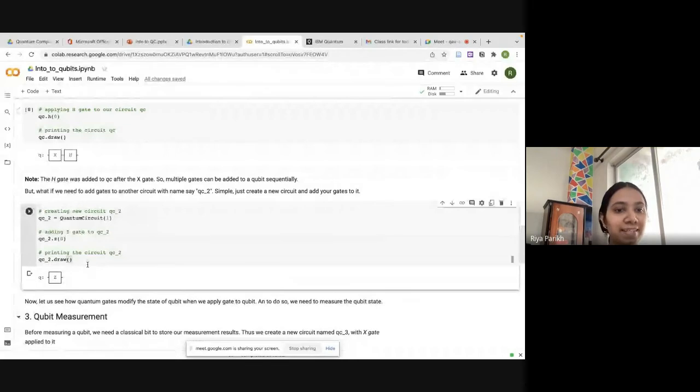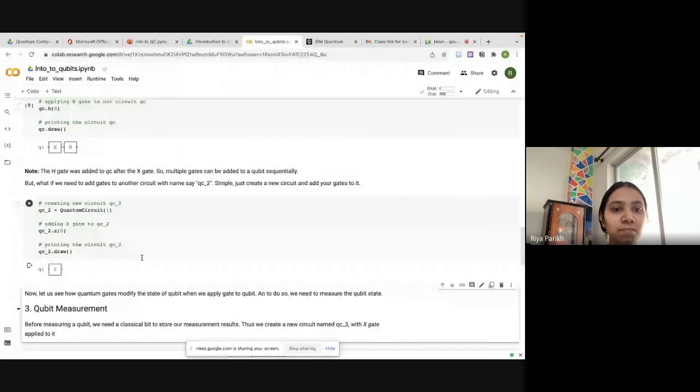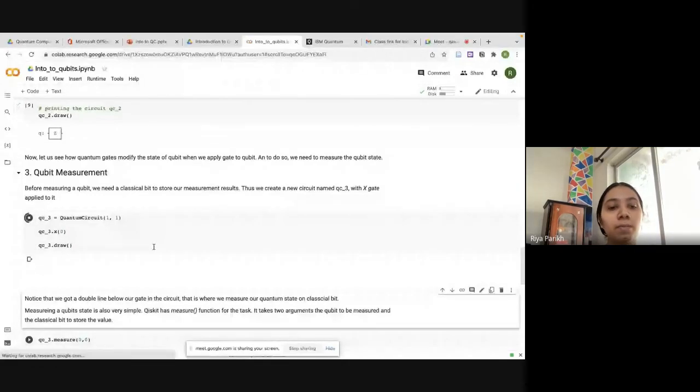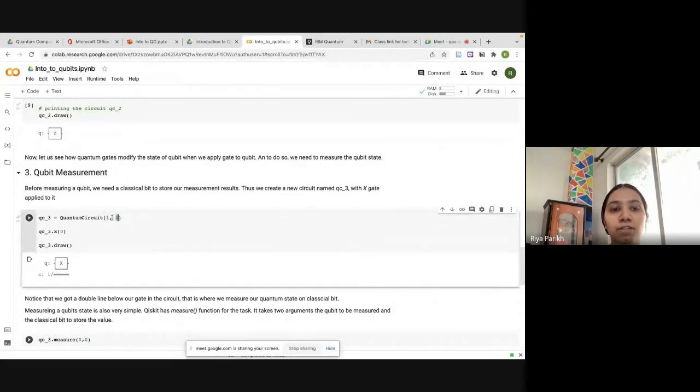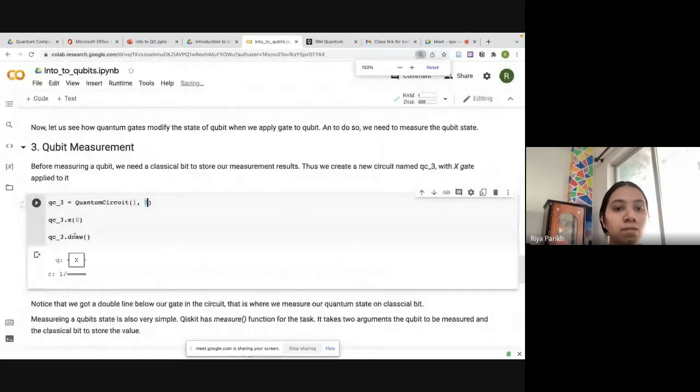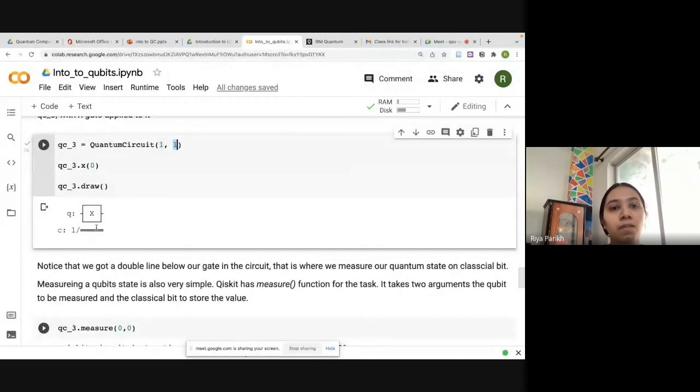We can also apply a Z gate. We'll quickly see measurement. But for measurement, we need to add a classical bit. So I've written quantum circuit 1, 1, which creates this double line that you can see below the X gate. The double line below the X gate is the classical bit on which we read the measurements.